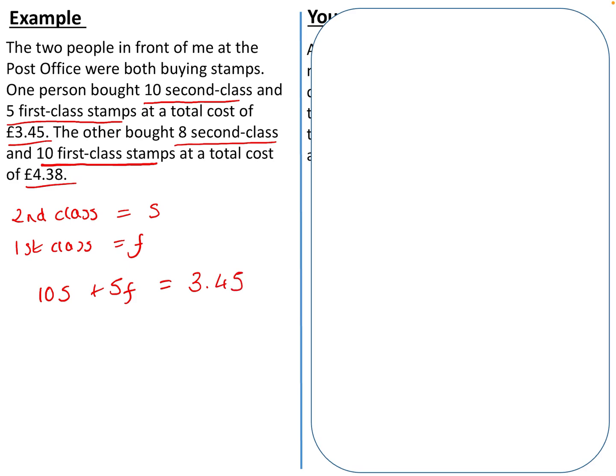Okay, and that's an equation. I don't know how much S is, I don't know how much F is, but I know that 10 lots of S and 5 lots of F equal this amount. Now, if someone at this point was to go, okay, well, how much is one second class stamp? I actually can't tell them yet.